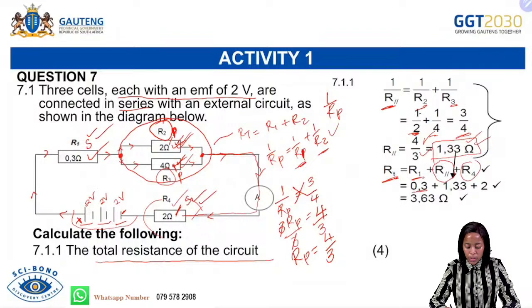So that is what we have in terms of R4. Our R1 value is represented by 0,3. Our R parallel is 1,33. And our R4 is represented by what? It is represented by the 2 ohms there. So therefore, we are going to get a total of 3,63 there. So that is how you would calculate the total resistance.